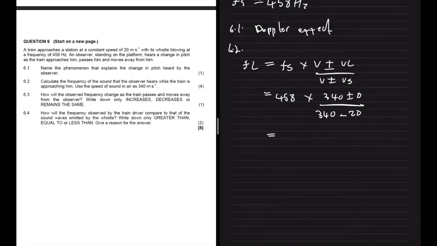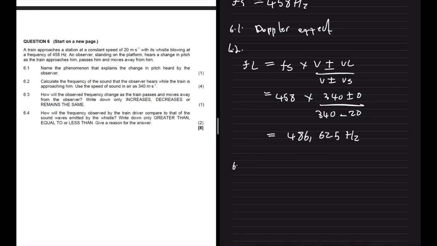Then that's it. We just plug that into the calculator. So let me go ahead and do that. 458 multiplied by 340 divided by 340 minus 20, 320. That is 486.625 Hertz.